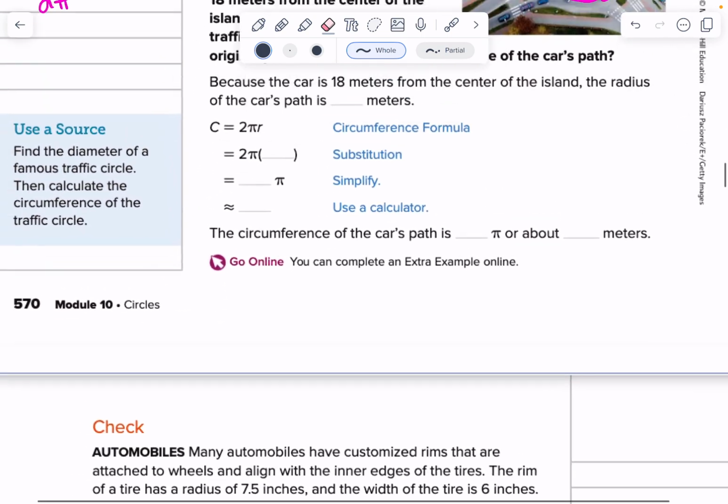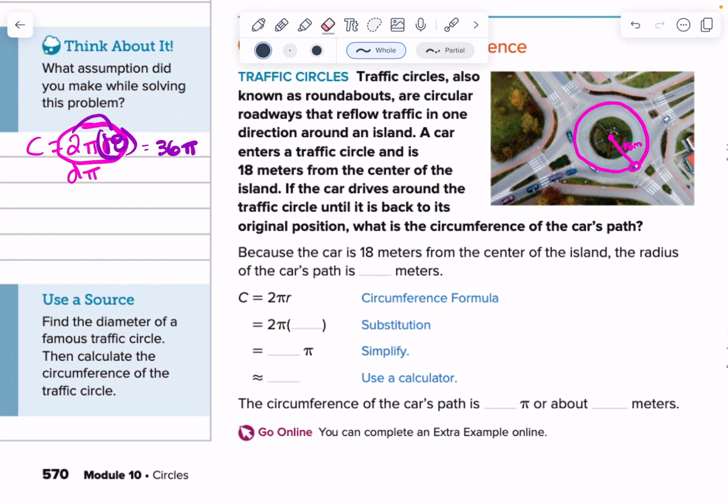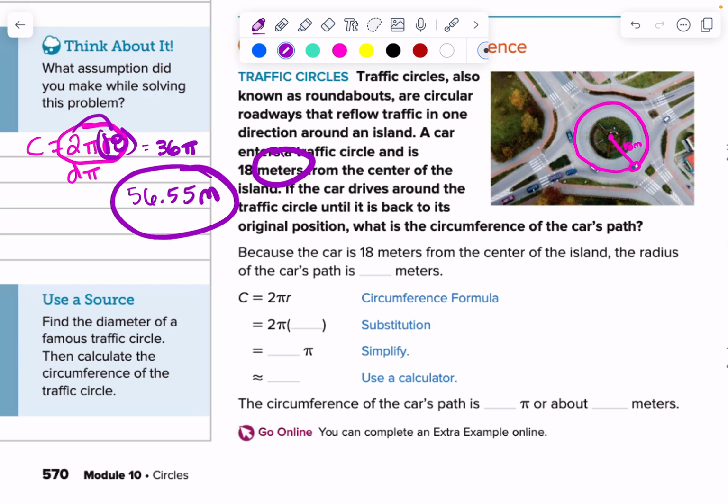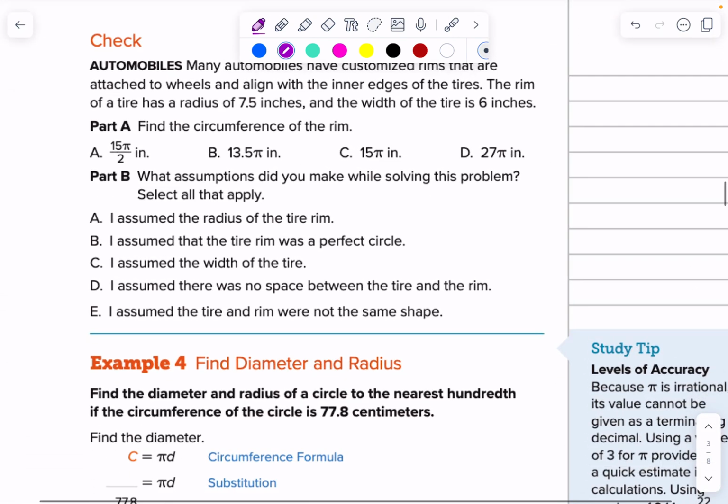Let me use my calculator here. 18 times pi. I got 56.55, let's say. Do they tell us how they want us to round? No, they do not. So 56.55, and we are in meters. So there is the distance around the circle. Now, distance around the circle is not meters squared or anything like that. That's area. So just 56 meters is how far around that car goes around the roundabout. Okay? All right, let's go.